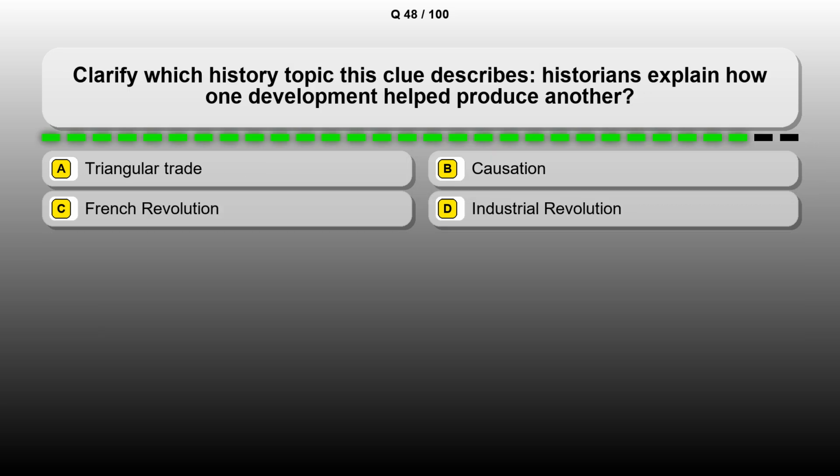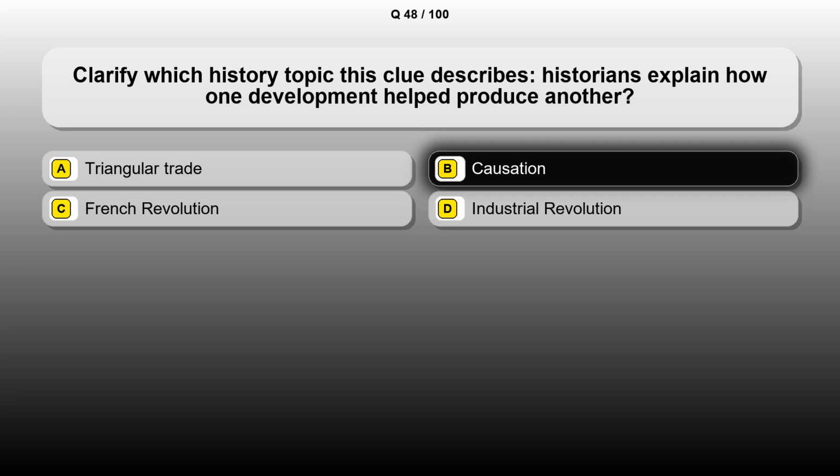Question 48. Clarify which history topic this clue describes. Historians explain how one development helped produce another. Option A, triangular trade. Option B, causation. Option C, French Revolution. Option D, Industrial Revolution.